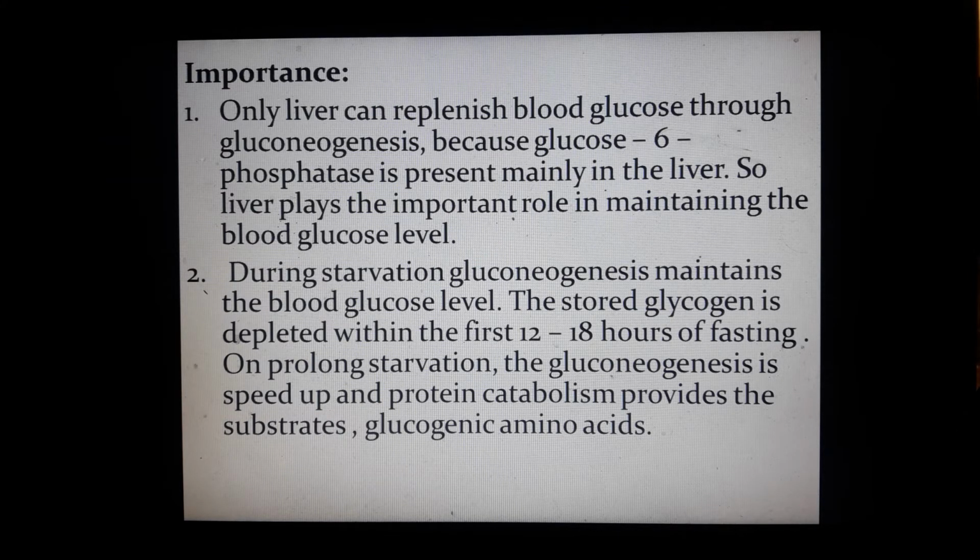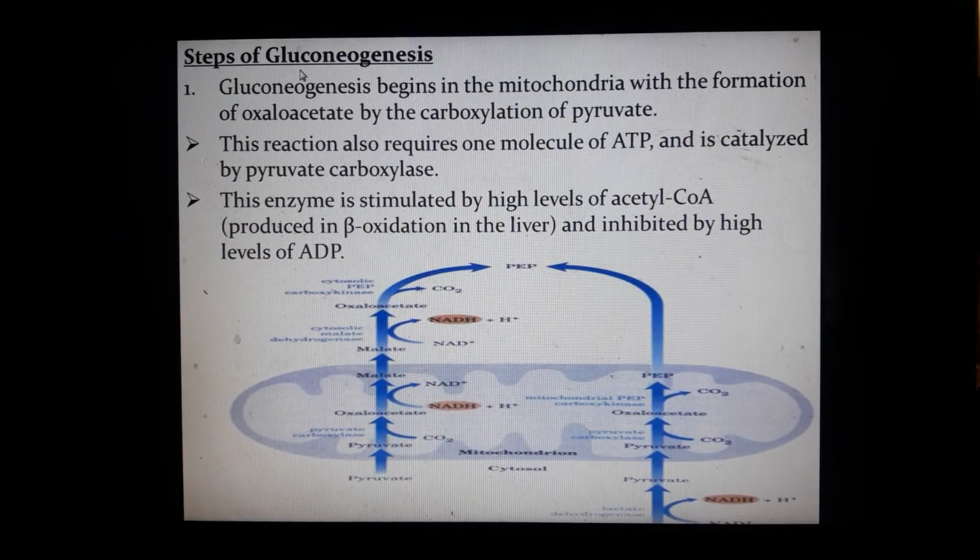Okay, the breakdown of your glycogen into glucose. In prolonged starvation, gluconeogenesis is sped up, and protein catabolism provides the substrates of glucogenic amino acids. The glucogenic amino acids will help produce glucose because the body is already exhausted. There is no available glucose or energy to be utilized because wala nang pagkain. That is already starvation. Nag-fasting ka.